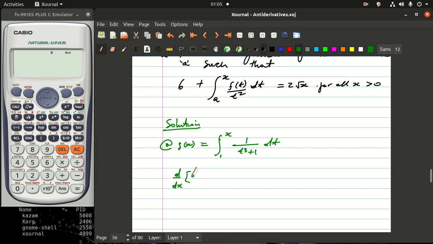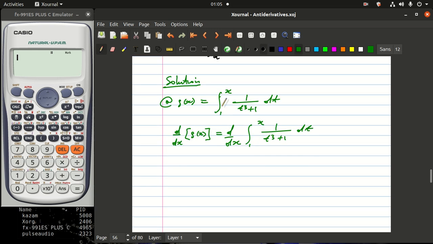Now we are looking for d dx of g of x. Because we are looking for that, we have to take the derivative on both sides. Of course, we have the integral from 1 to x of 1 over t cubed plus 1 dt. The left side is just going to be our g prime of x.